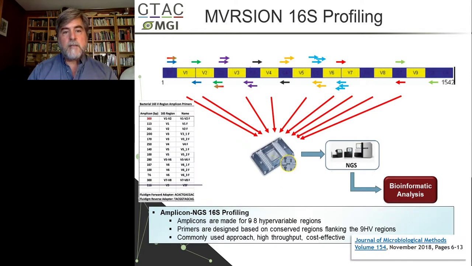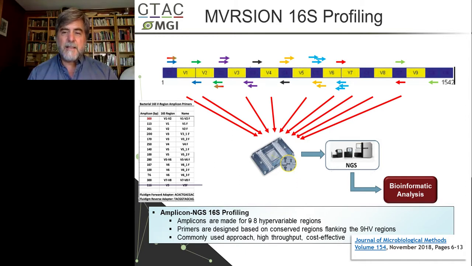What I'm going to be talking about today, what we're doing with MVRSION, is what I alluded to in the last slide: we're trying to amplify all of the hypervariable regions. And not only that, in some cases those conserved regions aren't quite as conserved as we hoped they would be. And so we will design multiple primers for individual conserved regions to try and get as much of all of the hypervariable space as we can.